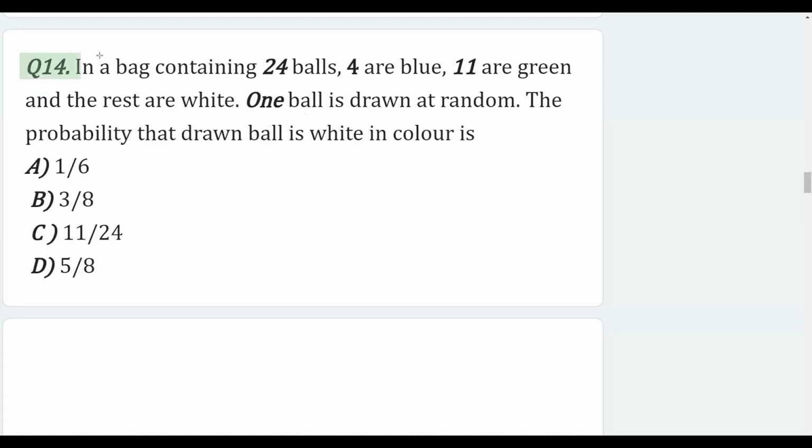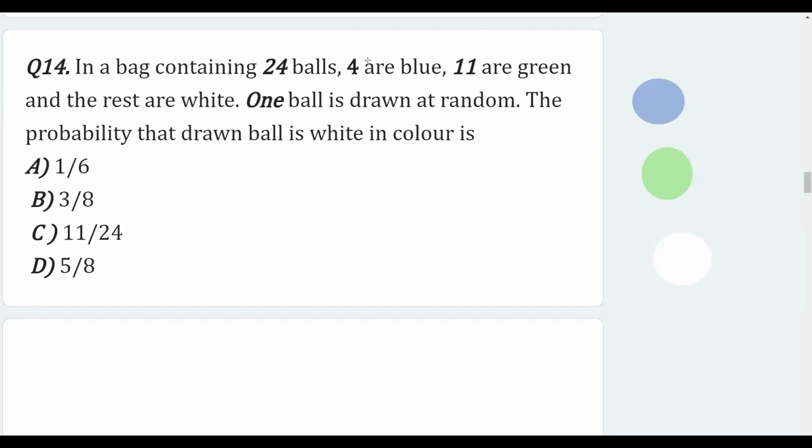The next question number 14 is from the chapter probability. It says a bag contains total of 24 balls. 4 of them are blue, 11 red, and the rest are white. So one ball is drawn at random, and what we have to determine is the probability of getting the white ball. So you can count the total balls is 24, and there are blue balls, there are green balls, and then the remaining are white balls. White is not visible. That's okay. I can make it like this.